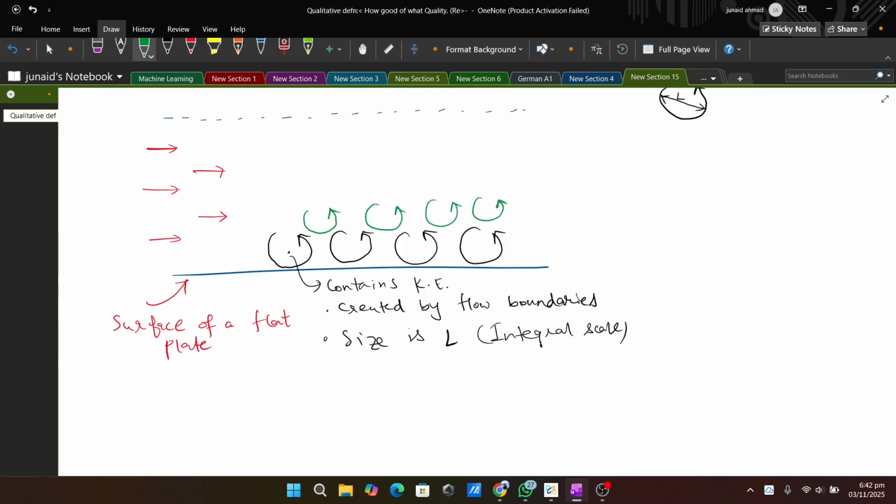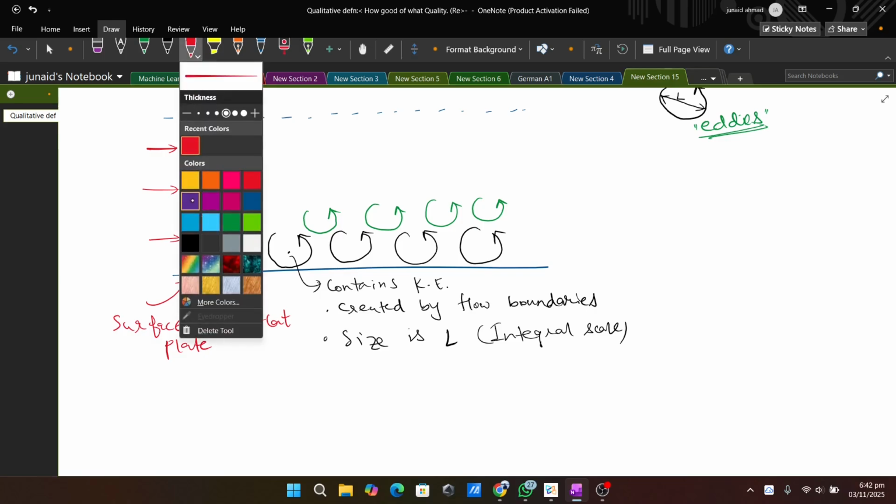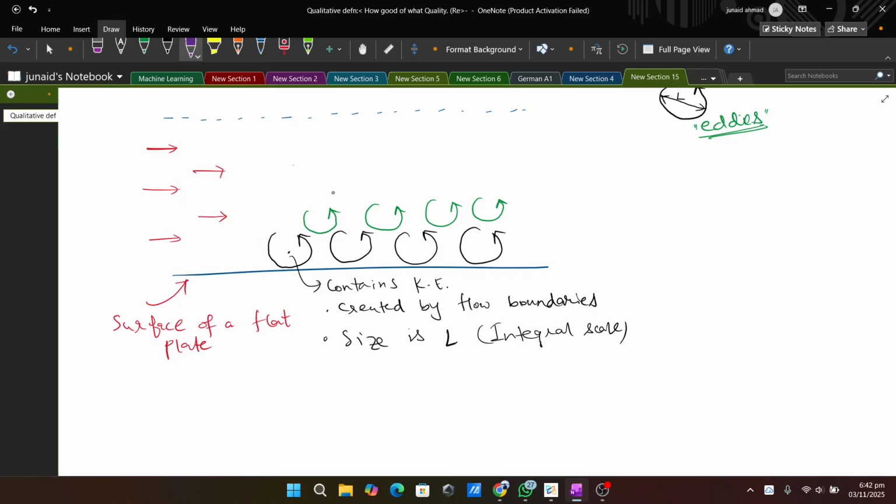Okay, so you can observe that its characteristic length, the eddies that I have drawn with the green pen, are smaller compared to the eddies which are closer to the surface of the flat plate, which are created by the flow boundaries. And as you move closer, you will see that the size of the eddies is getting smaller as you are going towards the center of the pipe.